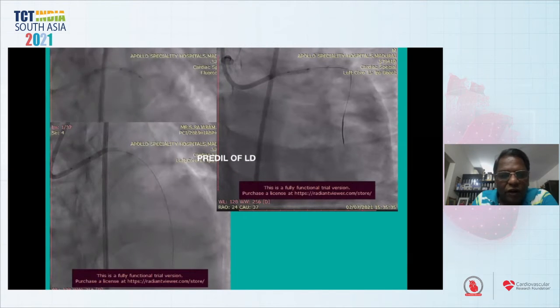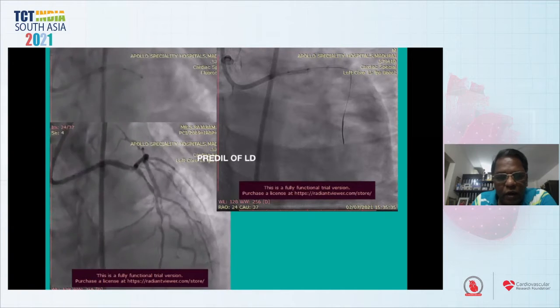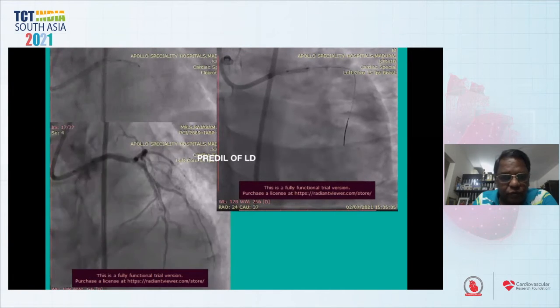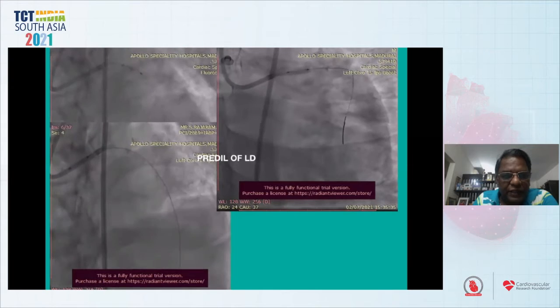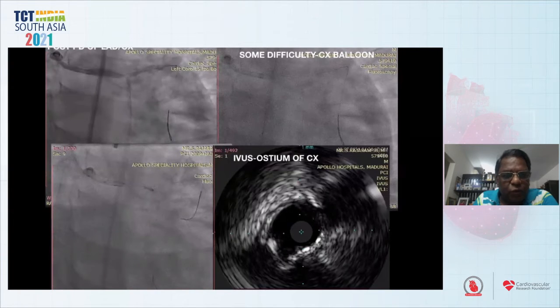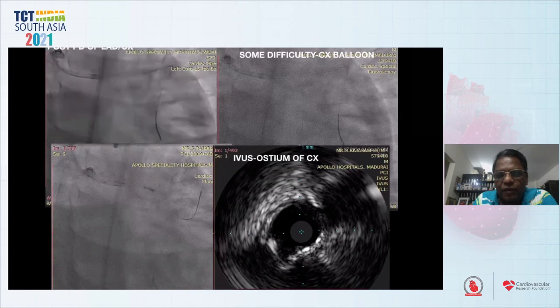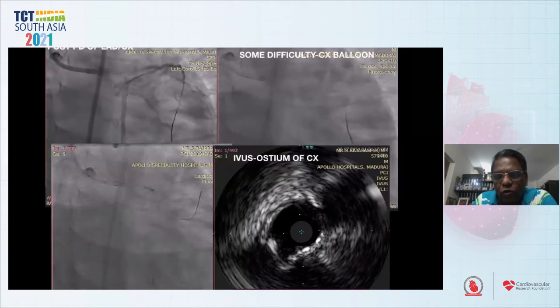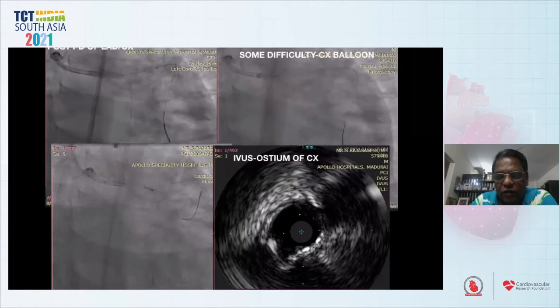I predilated initially, as I wanted a quick reperfusion to the LAD territory. I predilated the lesion with the 2.5 balloon, and that is the post predilatation of both the LAD and circumflex. I had some difficulty in passing the balloon through the left main to the circumflex.